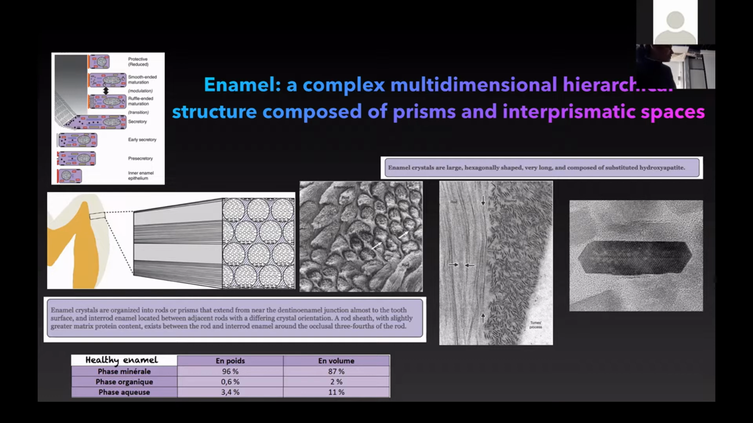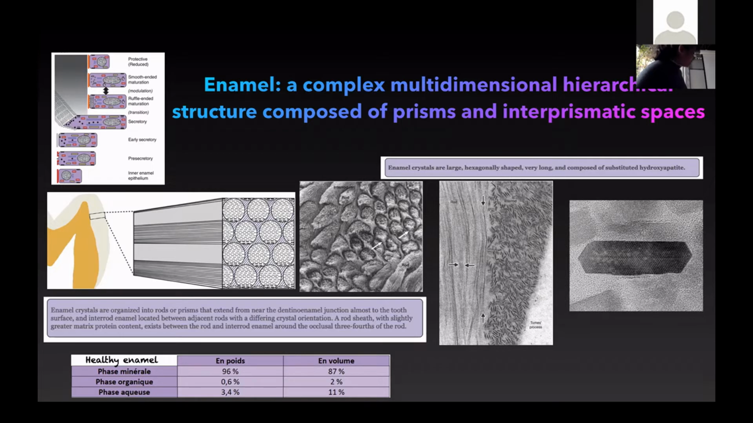And in between each prism, we can find interrod enamel located between adjacent rods. The particular thing is that we have a differing crystal orientation between prisms and interrod structure. Something else is that you can find around each prism a rod sheath with slightly greater matrix protein content in this periphery.